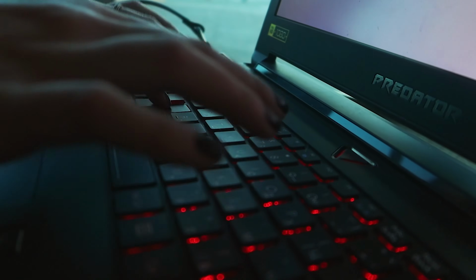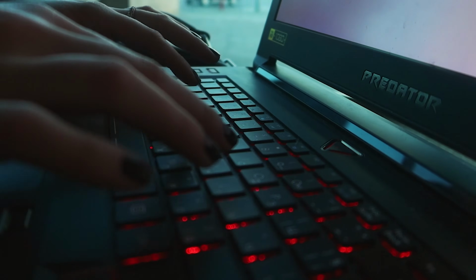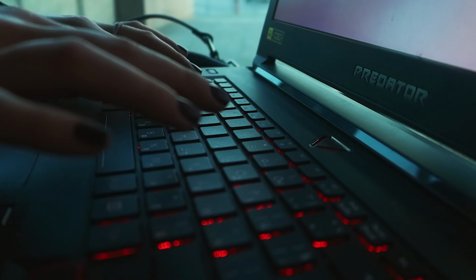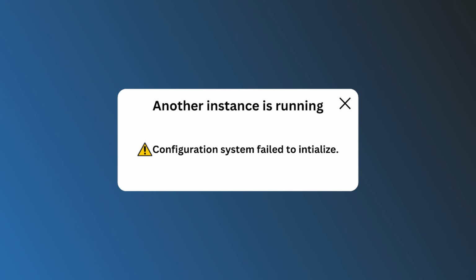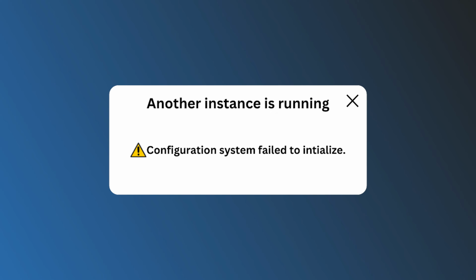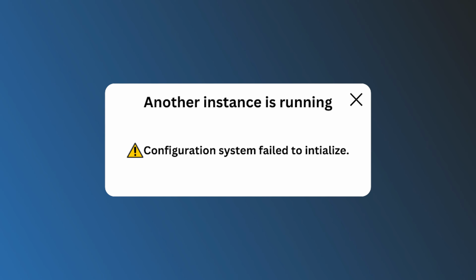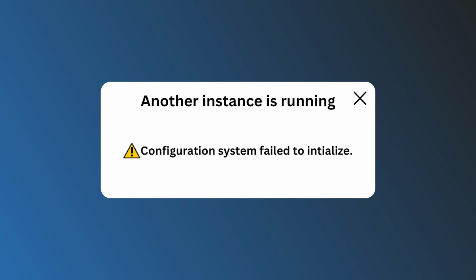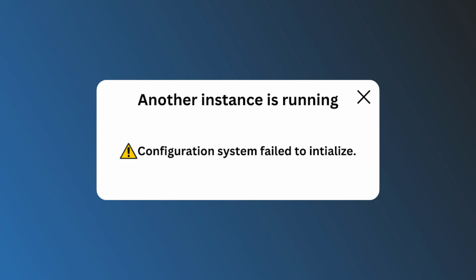Some Windows users have reported that when running a game, an app, or a setup, they get an error message stating that another instance of the same task is running in the background. Due to this, the app refuses to open. If you are getting the same error message, let's get started and see how you can fix it.